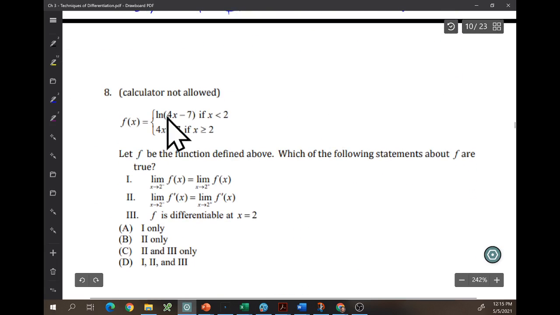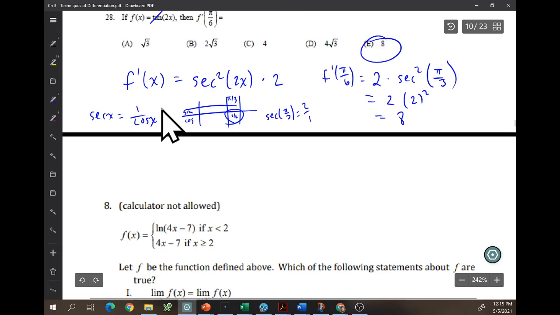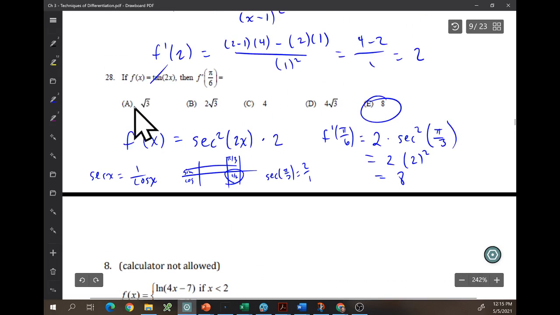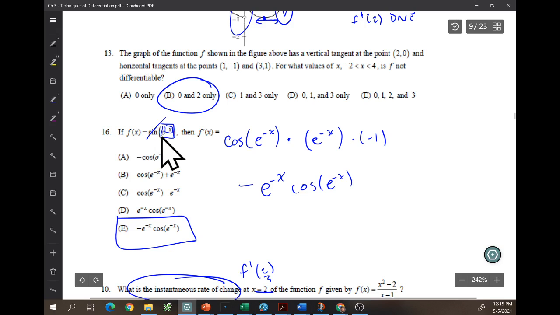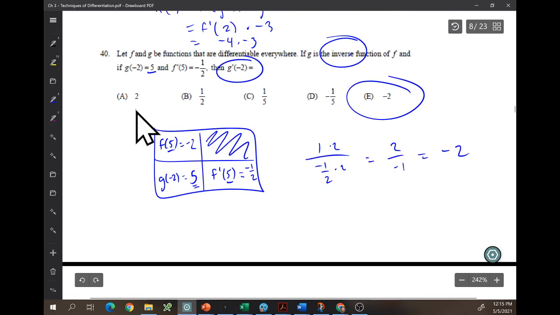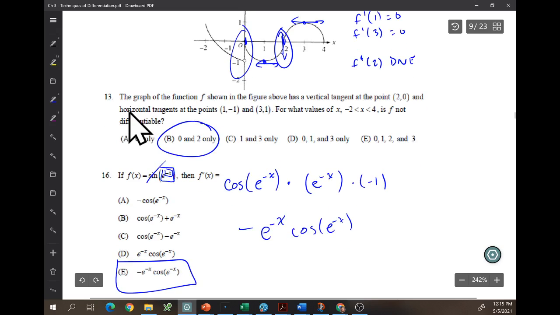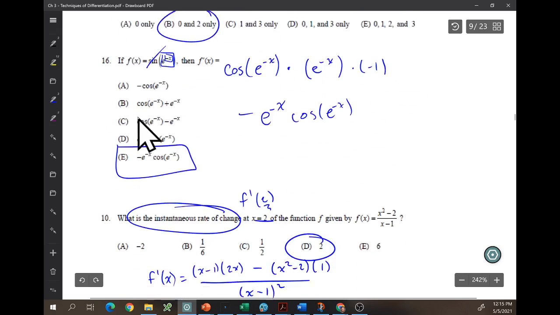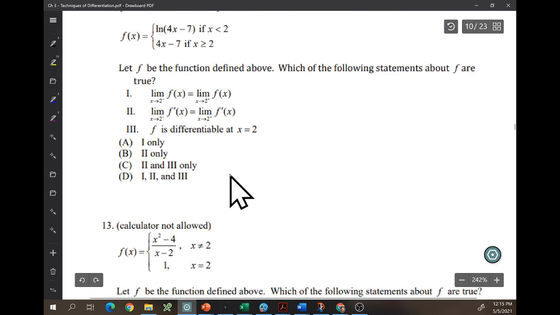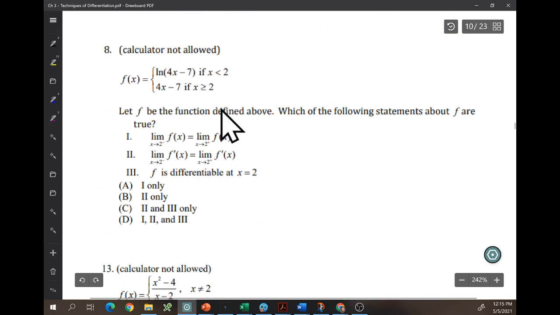All right, this one is a non-calculator. 28 was a non-calculator as well. The way you can tell if they're calculator or non-calculator is what number they are. If they're a number that's like 70s or bigger, it was a calculator question. Right. So the next one is, again, no calculator.